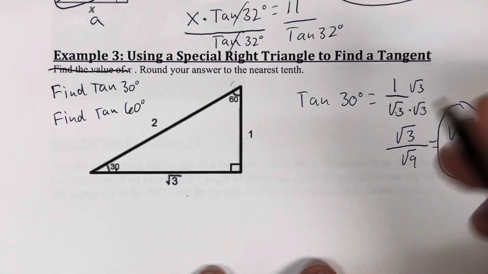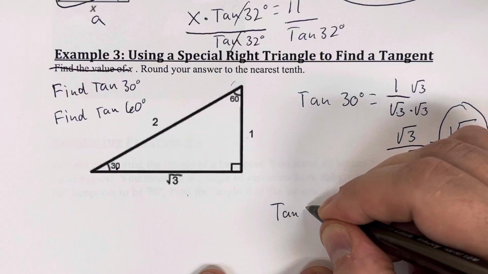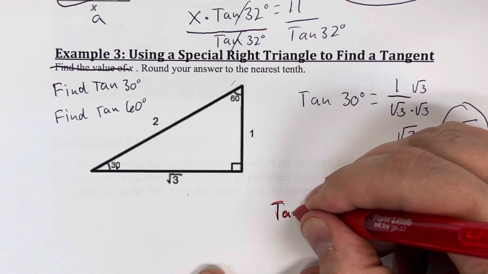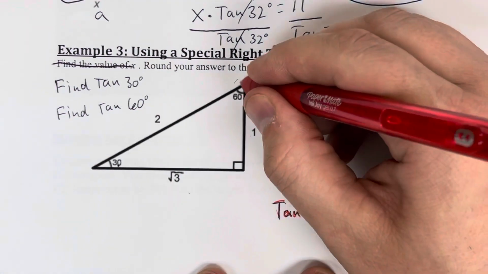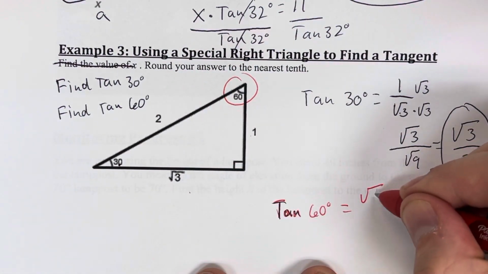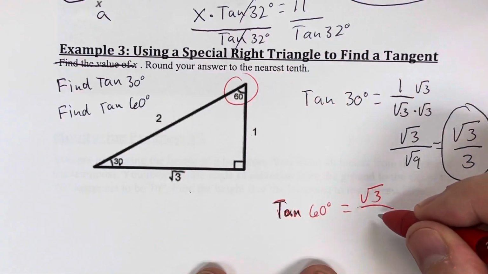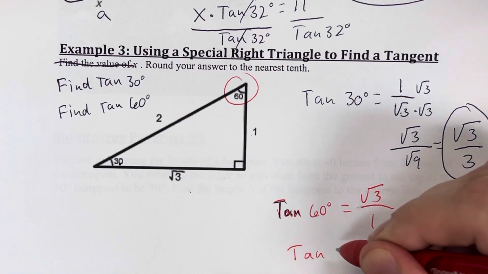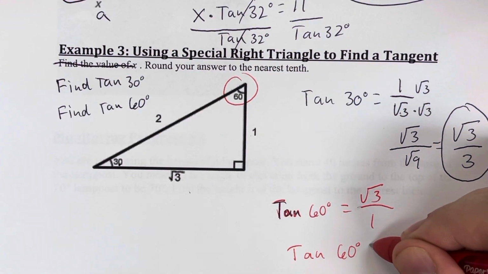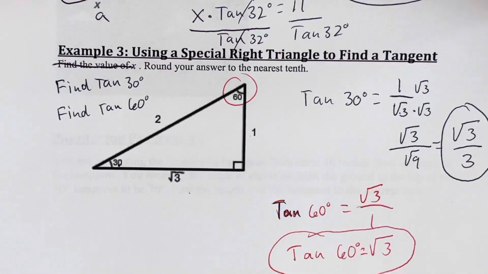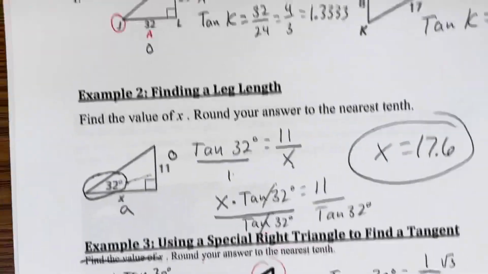Now if I find the tangent of 60, I'm going to use a different color. So I'm looking from 60 this time. Opposite is root 3 over the adjacent, which is 1. So the tangent of 60 is just the square root of 3. And we got it. Okay?